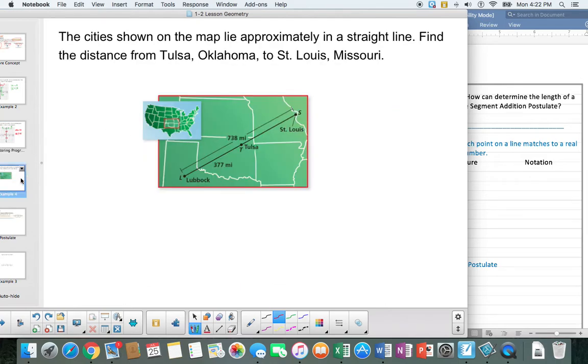This is a preview question to what we're going to have in just a few minutes. Notice it's like a map. We have the distance from this city to this city. We have a distance from here to here. And the question is asking us to find this distance right here. I think a lot of us would just take the big distance and subtract the little distance. And so we would say this length is 361 miles.